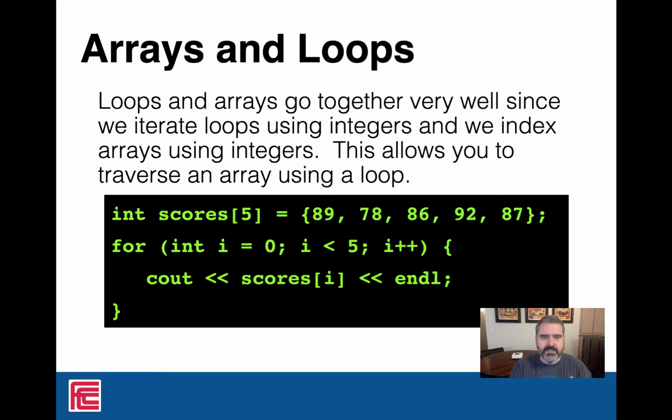But the idea is that because with each iteration of the loop i is going up, that means that scores[i], the first time we go through this loop, is going to represent scores[0]. That's the first element. Second time, it's going to be scores[1]. That's the second element. It's just going to keep going through each element. And so here, this will print out on separate lines every value in my array that holds 5 elements.